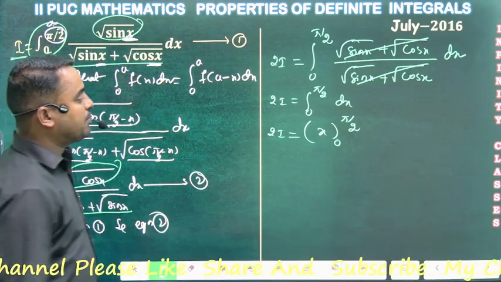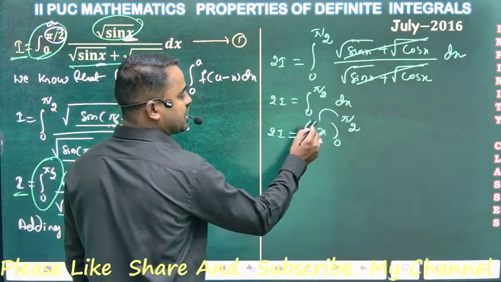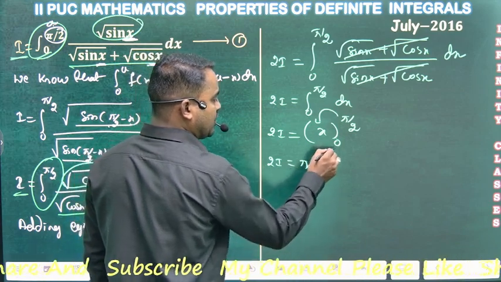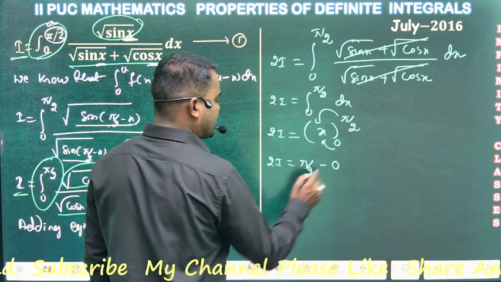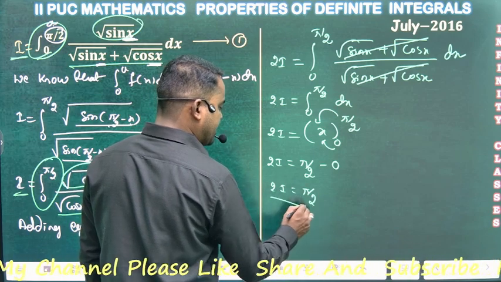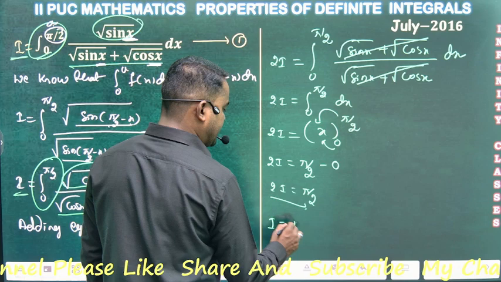Now substitute the limits. First substitute the upper limit, so 2I is equal to 5 by 2, then minus the lower limit 0. Then 2I is equal to 5 by 2. Then 2 twos are 4, so I is equal to 5 by 4.